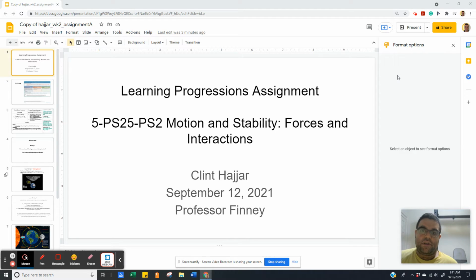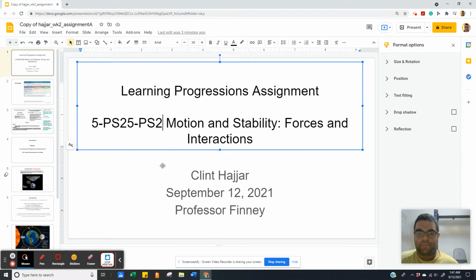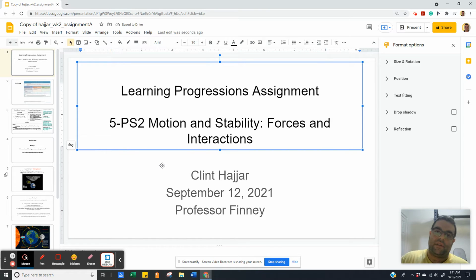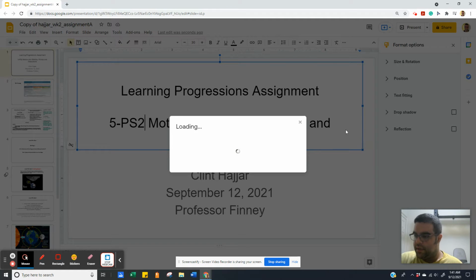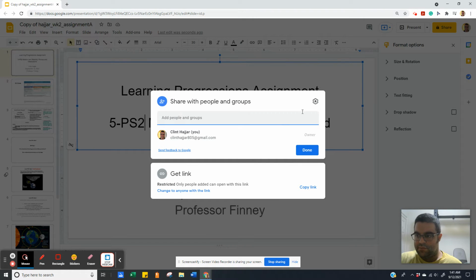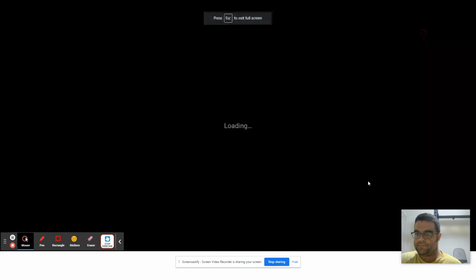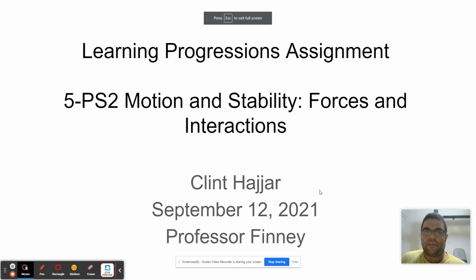My learning progression assignment is based on 5PS2, which is grade 5 physical science. This particular assignment is going to be on motion and stability, forces and interactions.